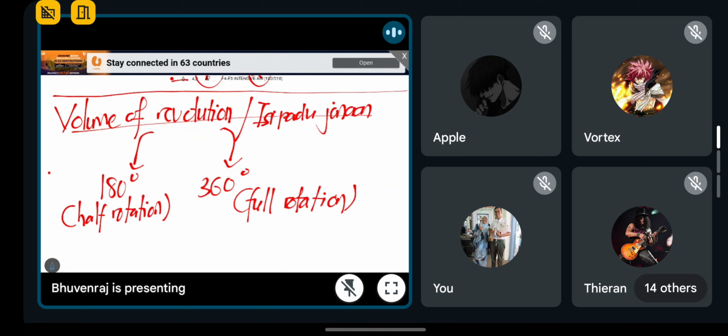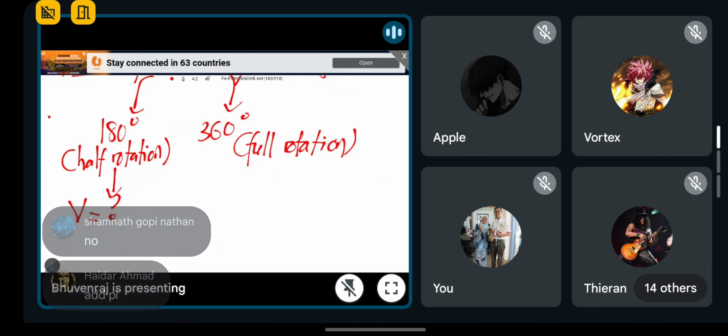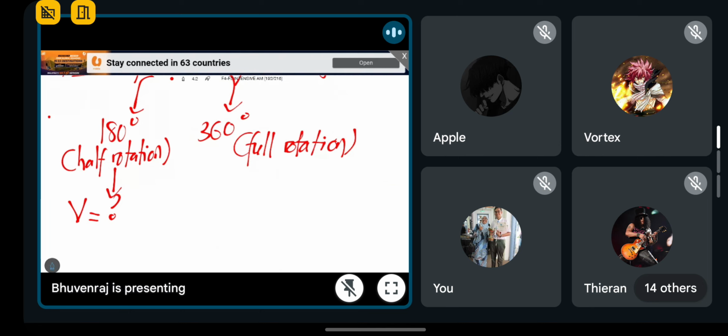Okay, so can I ask you guys, kalau mereka tanya cari isi padu janaan bila diputarkan 180 darjah, when rotated or revolve 180 degree, can I direct take the volume I get from integration? Boleh tak saya ambil nilai isi padu terus dari kiraan saya? No. So what should I do? What is my step before leave the final answer? Yeah, definitely got pi, but what is another step?